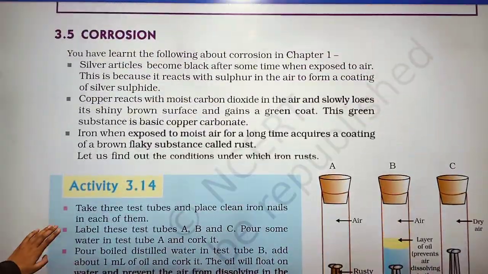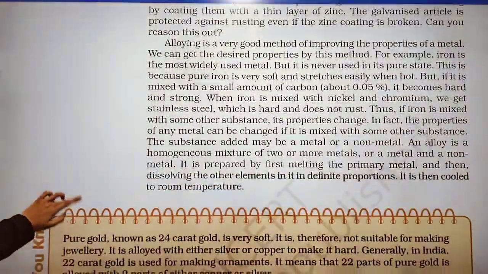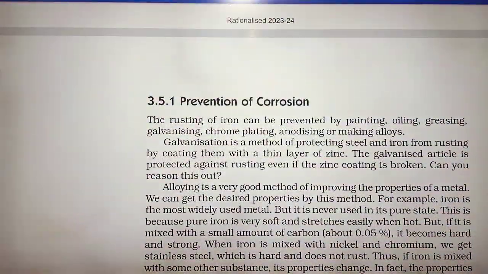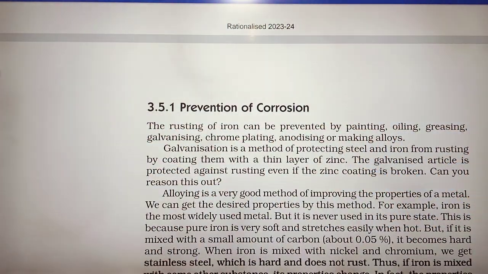So these are the few points about corrosion, and this one is the activity. Now here it is given: prevention of corrosion. The rusting of iron can be prevented by painting, oiling, greasing, galvanizing, chrome plating, anodizing, or making alloys. So with the help of this type of process we can prevent the rusting of iron.